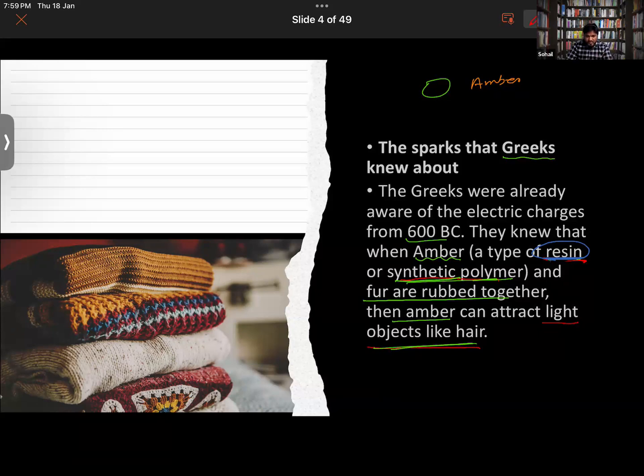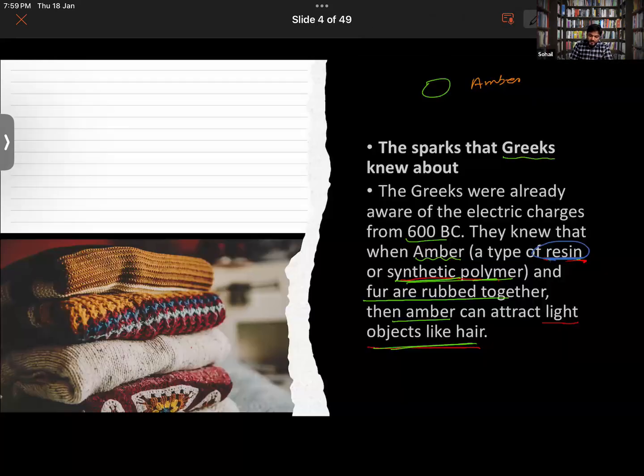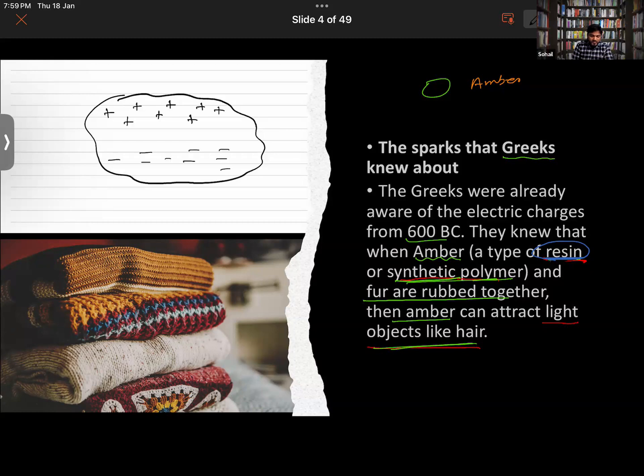Further, let's understand how charges develop in the clouds. When you study clouds, let's say this is a cloud. In the upper layers of the cloud, positive charges accumulate, while in the lower layer of the cloud, negative charges accumulate. Now you have opposite charges, so when these charges come in contact, that leads to lightning. In this manner, lightning is produced.